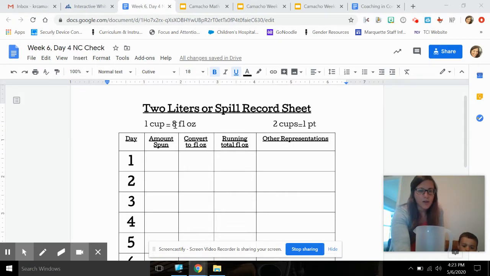And I wanted to give you a couple references. I wanted to remind you that a cup is 8 fluid ounces and that 2 cups is equal to a pint. So that should help us when we get to the spinning. We're going to go by day. We're going to spin an amount on our spinner right here and record it. We are going to convert that to fluid ounces. And then the running total is, as I'm going through over the course of the month, I'm going to keep adding up all the ounces I spin to get a running total. We will get to this other representations piece a little bit later.